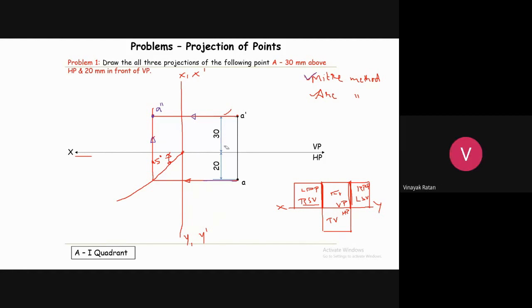Got it, everyone? Any doubts here in the mitre method? Yes? You can put a message in the chat box, or else you can ask me. Make it fast.